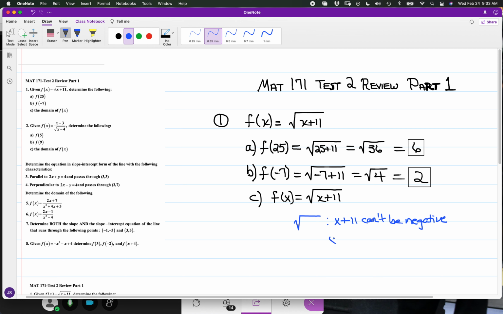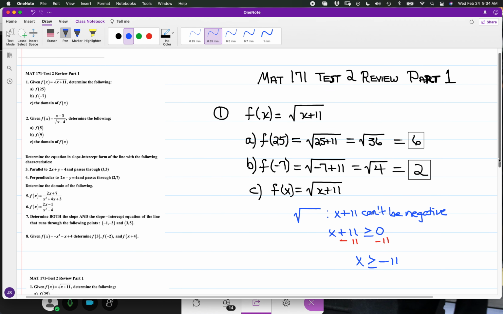If I set up an inequality, we have x plus 11 is greater than or equal to 0, and in solving for x, the function is defined as long as x is greater than or equal to negative 11.